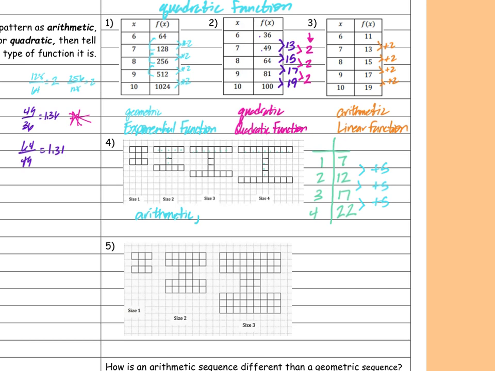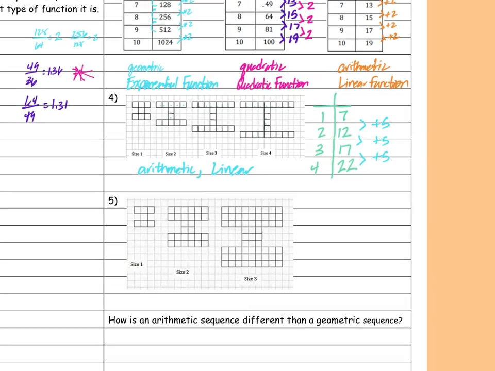Good, Esther. They're right above it. You've got three choices: geometric, quadratic, arithmetic. What type of function is it? Come on, Kentland, you can do this. I know you can. Arithmetic? Yep, it's arithmetic, but what type of function? So arithmetic is a pattern. I want to know what type of function. Is it linear, exponential, or quadratic? Linear. Linear, there you go. Okay, it's a linear function.